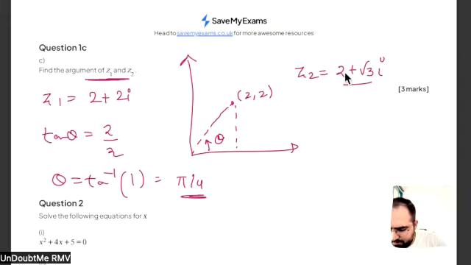Sir, when using tan inverse, it's just y by x, right? Not negative y by x? Because somewhere I had seen that it was negative y by x. No, it is not negative y by x.